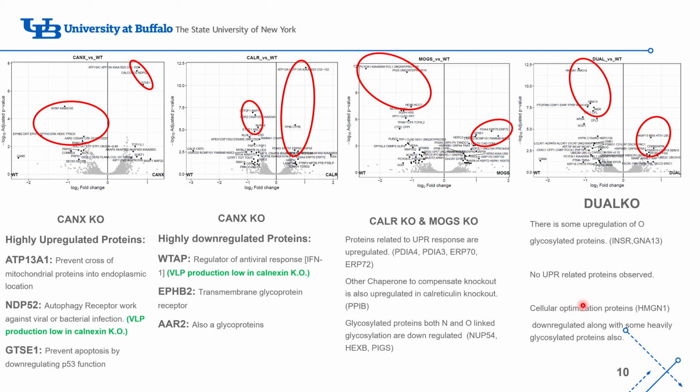And the cellular optimization proteins, that is HMG11, are also down regulated. So this indicates that because of the down regulation of this protein, the cells might not be able to optimize their performance. So this could be one of the reasons why cells are not behaving in a logical manner.